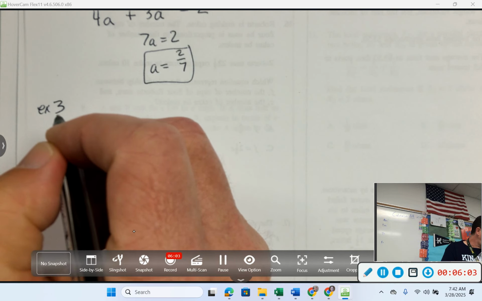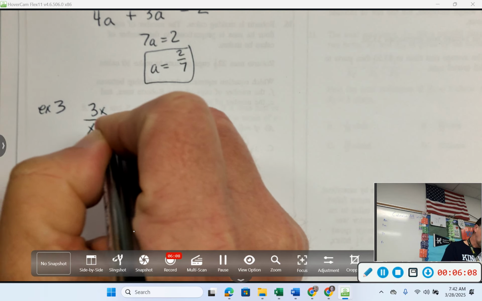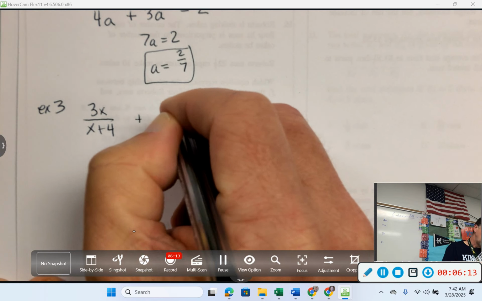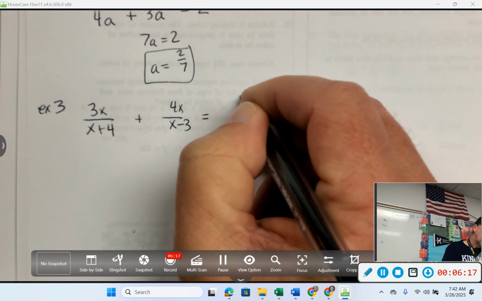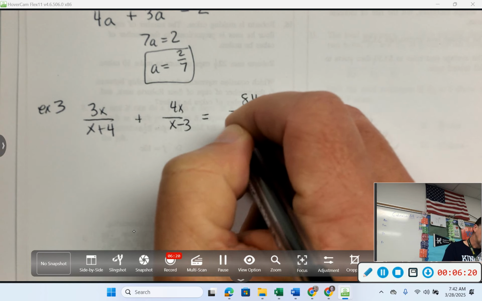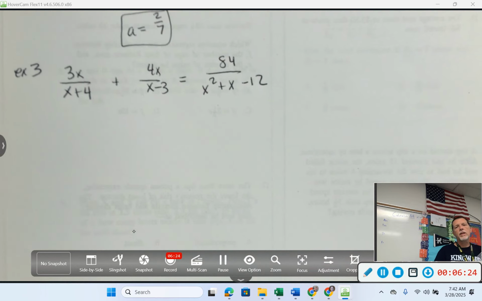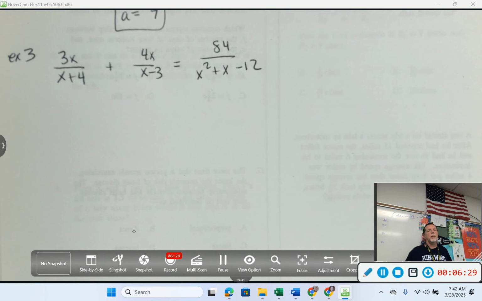Let's skip ahead here to a harder problem. 3x over x plus 4 plus 4x over x minus 3 equals 84 over x squared plus x minus 12. Three x over x plus 4 plus 4x over x minus 3 is 84 over x squared plus x minus 12. What did you say, Ryan?